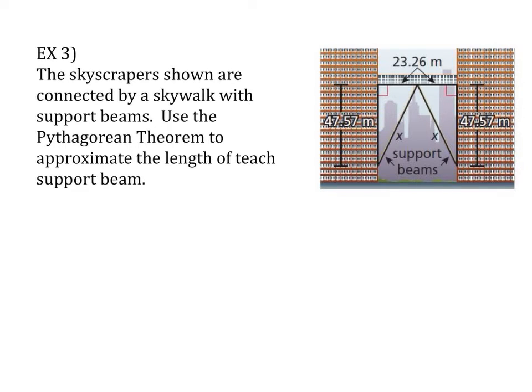All right, let's take a look at this real-world application of the Pythagorean theorem. We have skyscrapers connected by a skywalk with support beams. So here are our two skyscrapers, and then here's the skywalk. Use the Pythagorean theorem to approximate the length of each support beam. As you can see, we have right triangles: this leg and this leg with the beam. The side of the building with the horizontal beam create the right angle, and then the support beam is your hypotenuse.